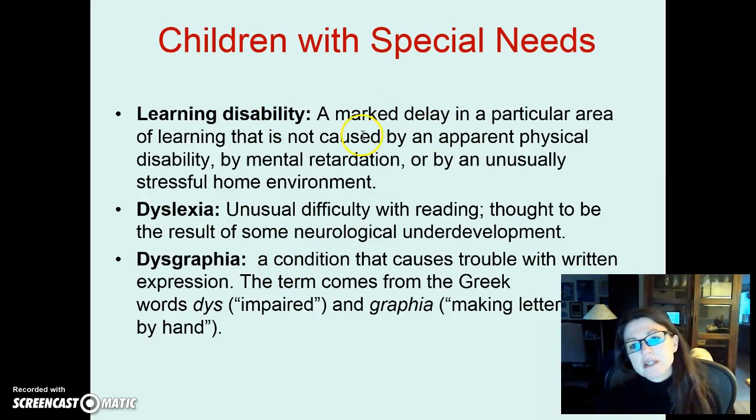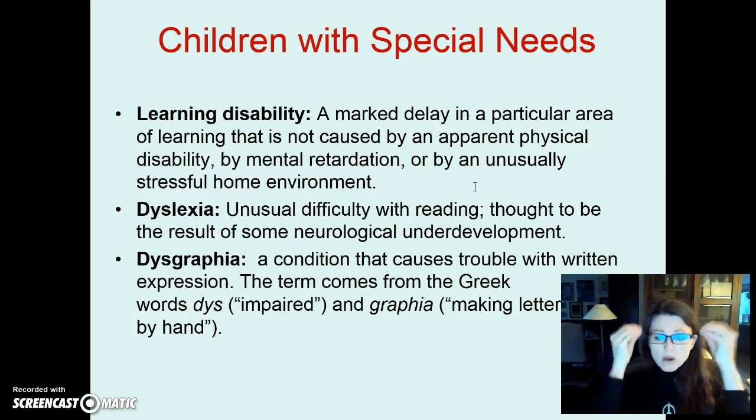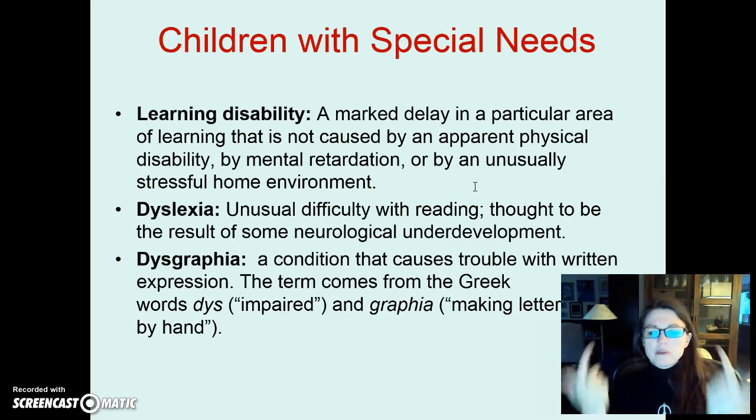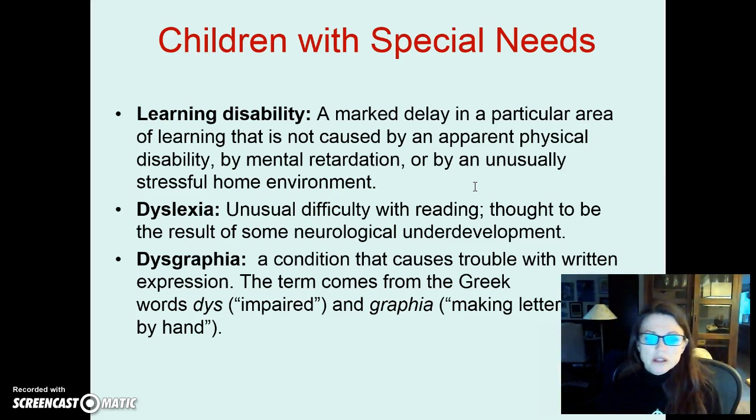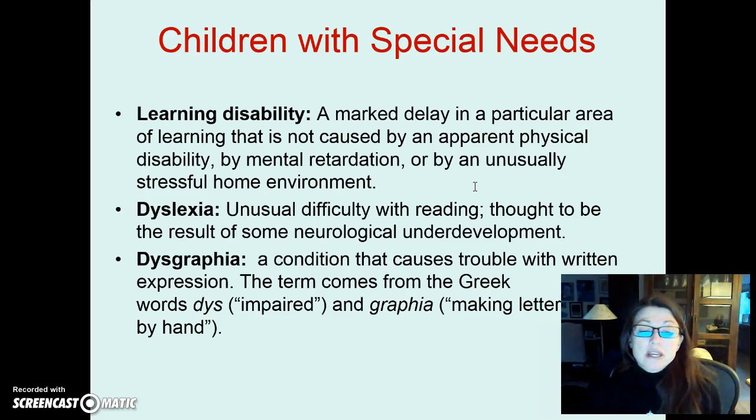So learning disabilities: marked delay in a particular area of learning, not caused by an apparent physical disability or mental retardation or by an unusually stressful environment. So it's more of a processing issue within the brain of certain types of learning. The book, I think, mostly talks about dyslexia, and we hear about this one a lot, unusual difficulty with reading, and it's kind of the processing of letters. Dysgraphia is one we don't hear a lot about, so I wanted to add it in here. It's a condition that causes trouble with written expression, so you can't read the handwriting.